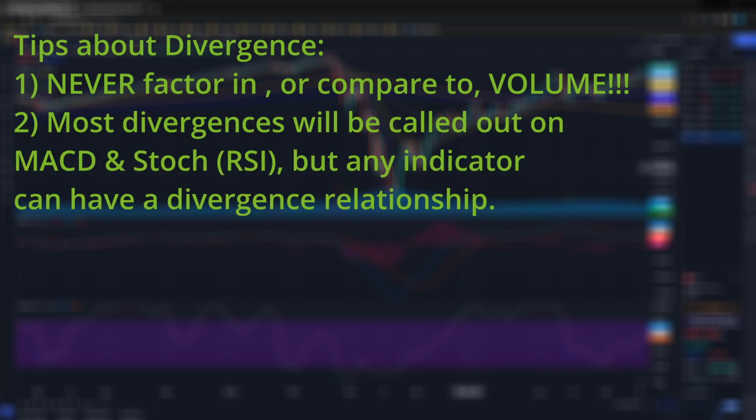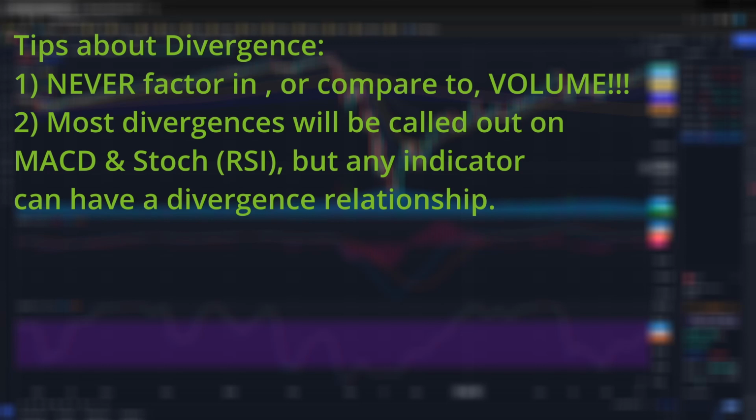Tip number 2. Most divergences will be called out on the MACD, stochastics, or RSI. But any momentum indicator can have a divergence relationship, as we just saw on the Investopedia website, which said any indicator can have that. Most of the indicators you will find out there are built around the MACD and the RSI stochastics. Those are the main foundations to a lot of indicators out there.